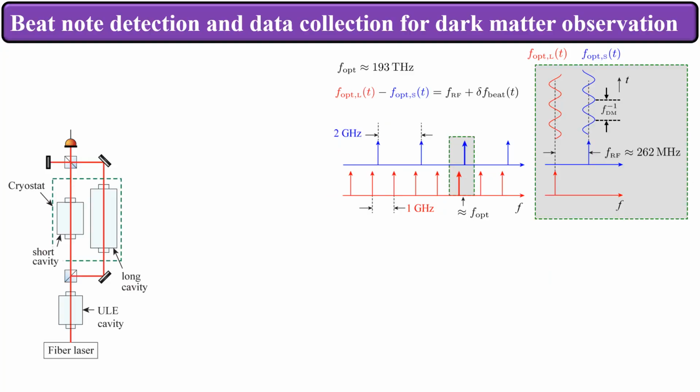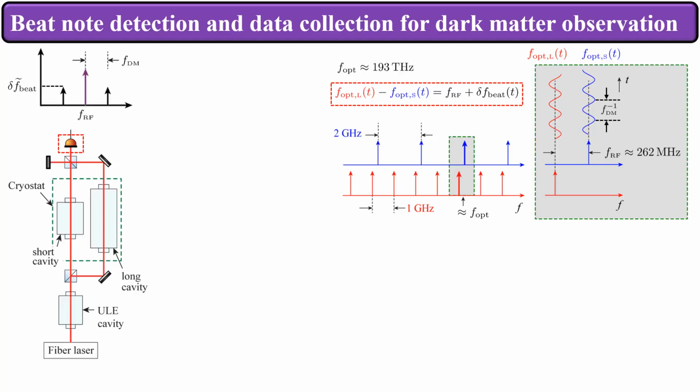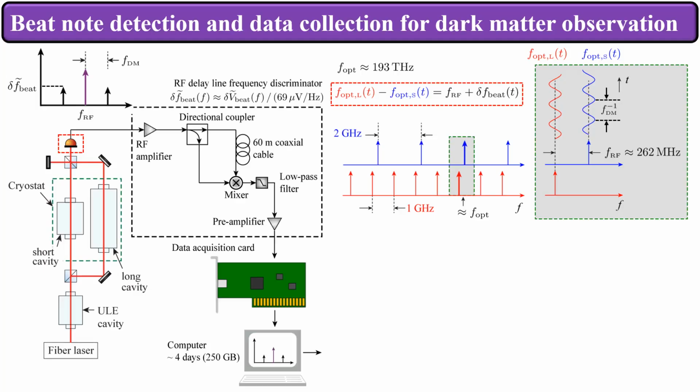As a reminder, the RF signal monitored on this photodetector corresponds to the difference frequency between the light transmitted by the 2 cavities. Oscillations in these modes from dark matter would show up as sidebands on the RF carrier. In order to extract the sideband information, the photodetector output is sent through this delay line frequency discriminator, which removes the carrier, and the output is saved on a computer as a time series using a data acquisition card.